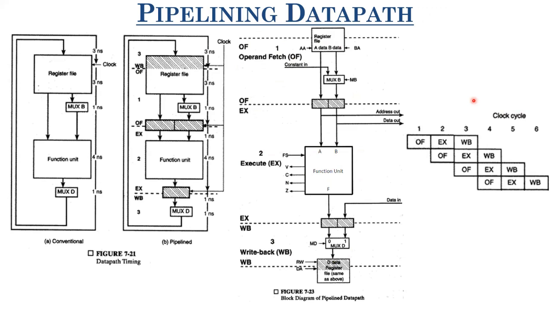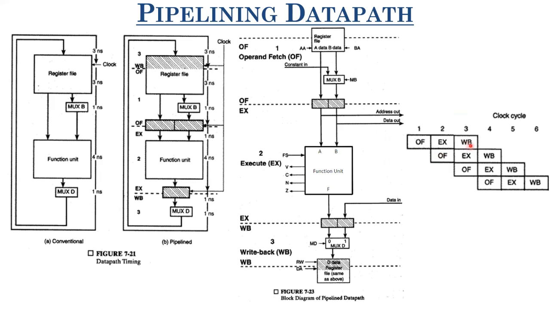I mean, you can parallelize these operations and then perform one computation only in one clock cycle and at a faster clock rate, right? So let's say in the first cycle, operand fetch of the first operation is being done. In the second cycle, execution of the first operation is being done, while operand fetch of the second operation is being done.